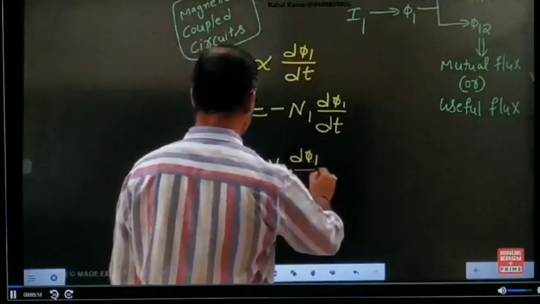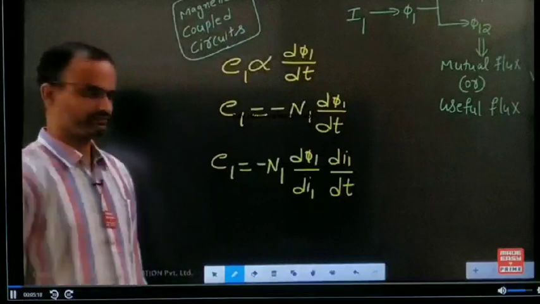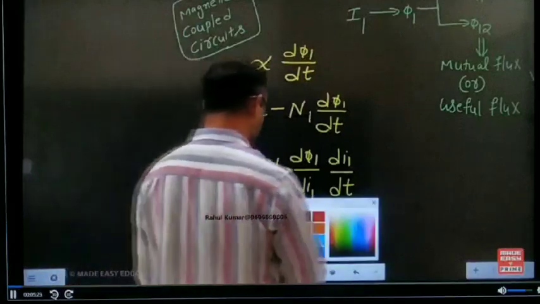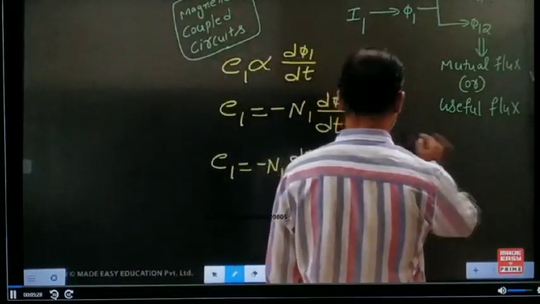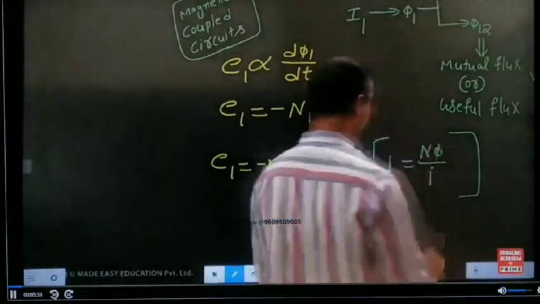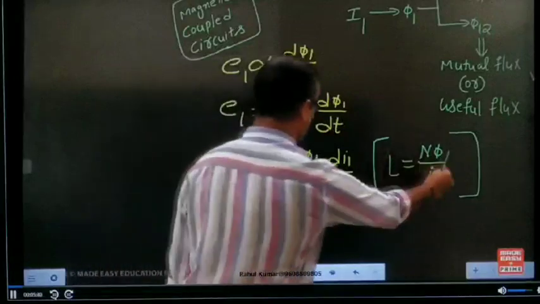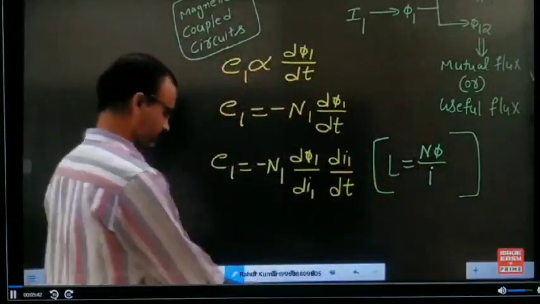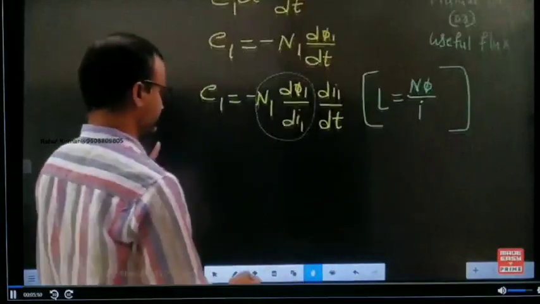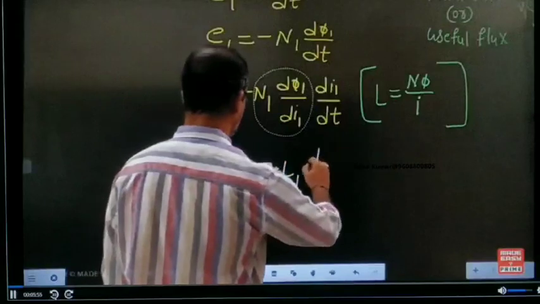Now the same expression we can write like this. If these two terms are cancelled, this expression is obtained. For the inductance, we already discussed the basic formula: L equals N phi by I. Here N1 phi1 by I1, this entire term is replaced by inductance. So E1 equals L1 dI1 by dt.